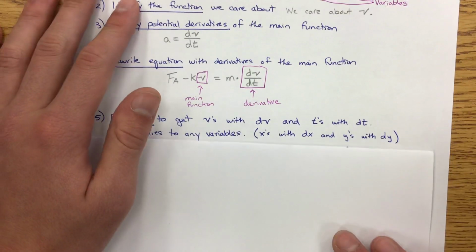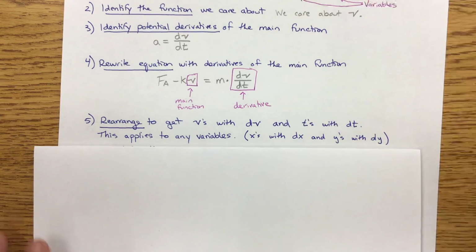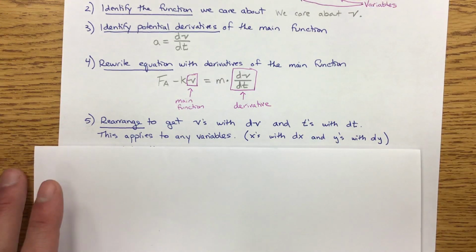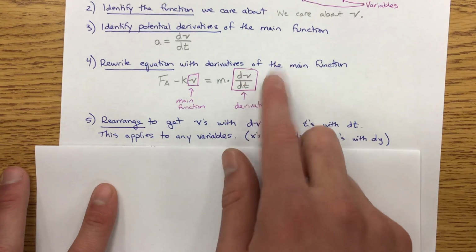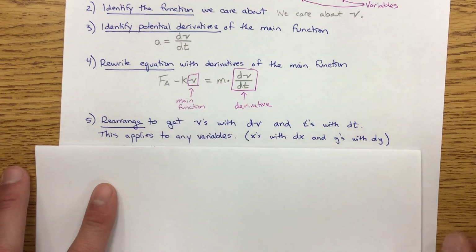This is also valid for any variables. Like, let's say instead of dv/dt, we had dx/dy or dy/dx. We would go the same approach. We'd get all of our x's on one side with dx and all of our y's on one side with dy.